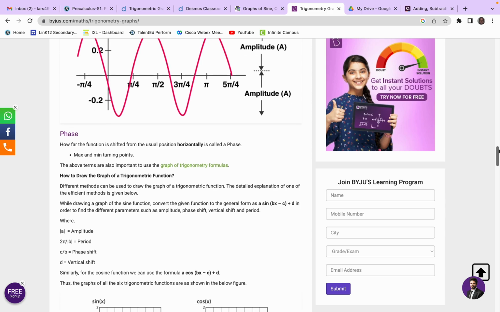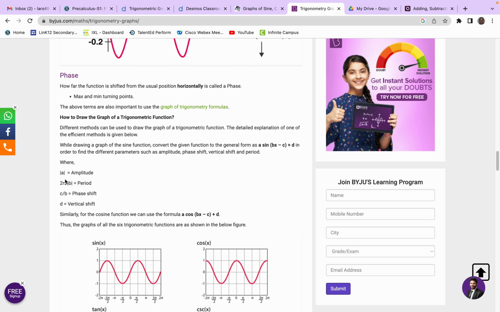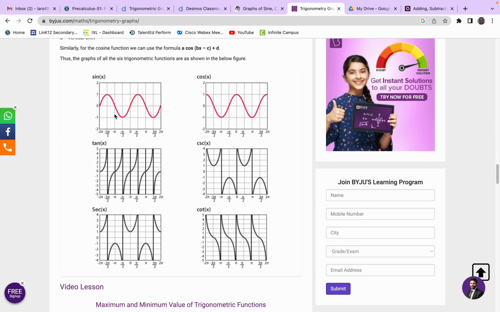Phase shifts would be shifting left and right. Vertical shifts would be shifting up and down. That's where we talk about A's, B's, C's, and D's in our equation, like A cosine BX plus D. A is for amplitude. B affects the period. C moves it left and right. And D is a vertical shift. Here we can see all of our graphs: our sine curve, our cosine curve, our tangent, and then cosecant, secant, and cotangent.